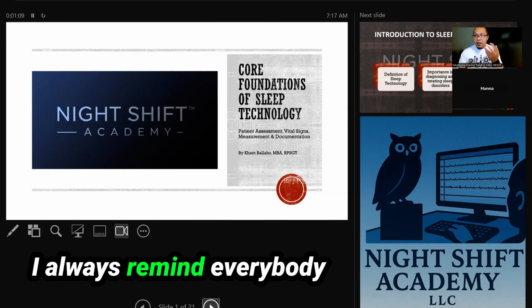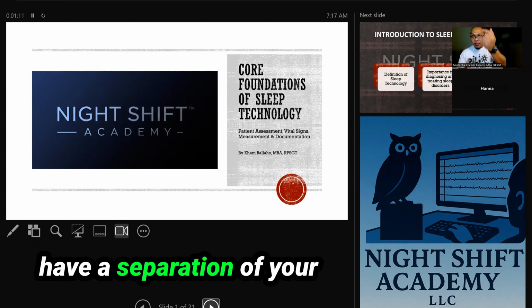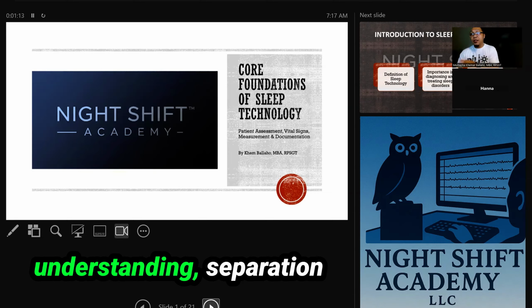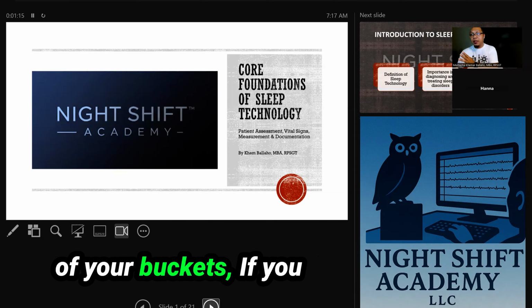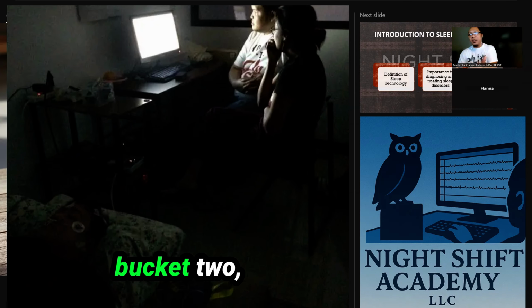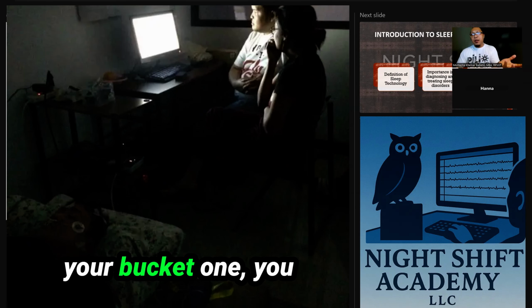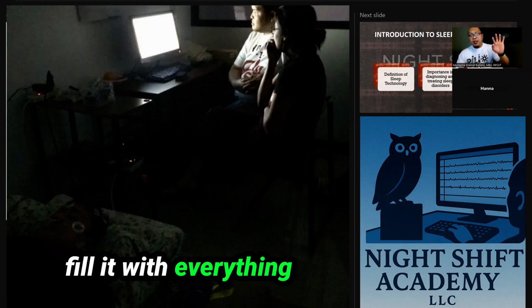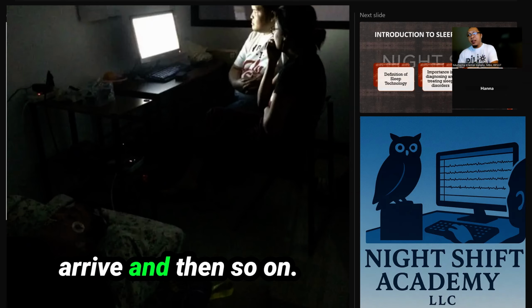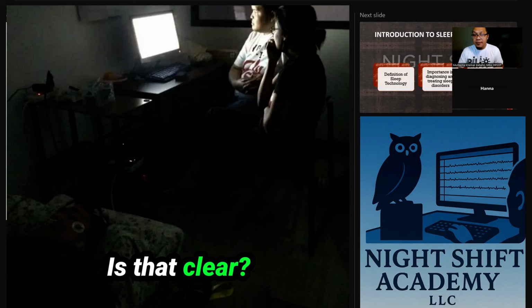I always remind everybody so you can always have a separation of your understanding, a separation of your buckets. You fill bucket one with everything before the patients arrive, and then so on. Is that clear? Good.